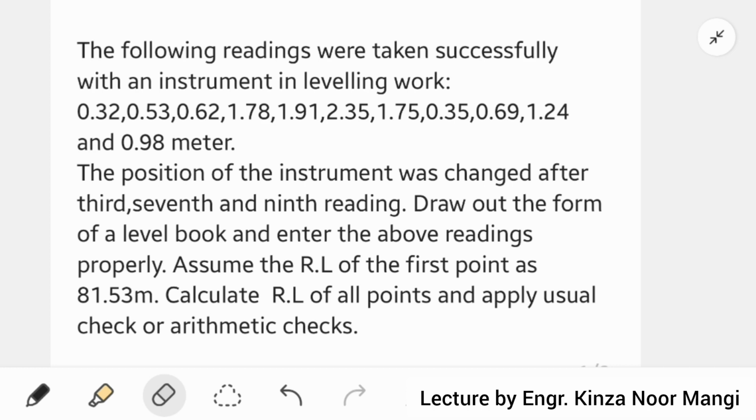So today we will solve a numerical by using the height of instrument method to find reduced levels of various points. The numerical statement says that the following readings were taken successively with an instrument in leveling work, and those readings are 0.32, 0.53, 0.62, 1.78, 1.91, 2.35, 1.75, 0.35, 0.69, 1.24 and 0.98 meters. Then further it says that the position of the instrument was changed after the 3rd, 7th and 9th reading.